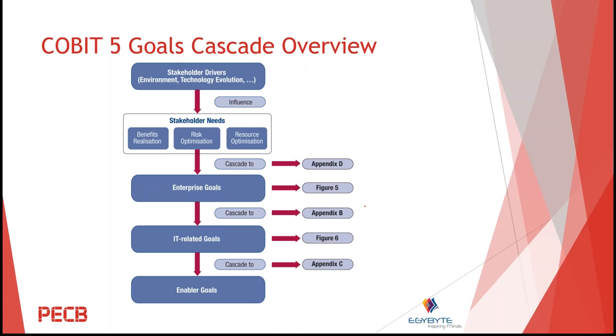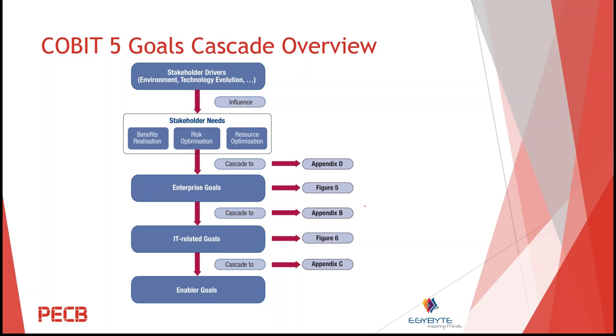We have defined and documented 17 enterprise goals. By the way, they are the most common, which means for your organization, you can use from these 17 something like 7, 5, 10, 11. And in some cases, you will need something outside of these 17, a very few cases.